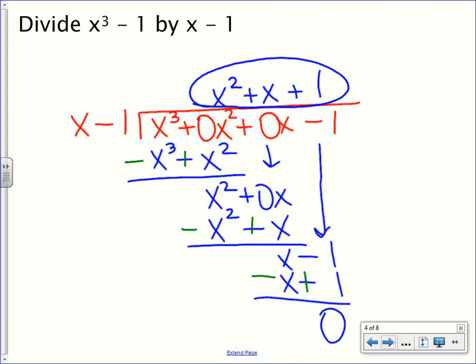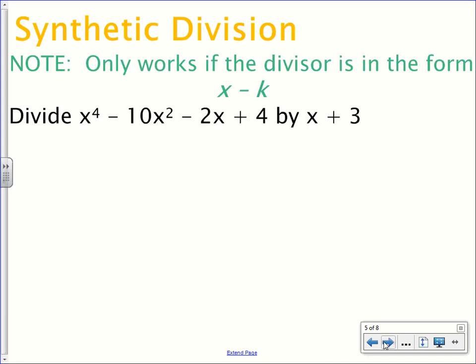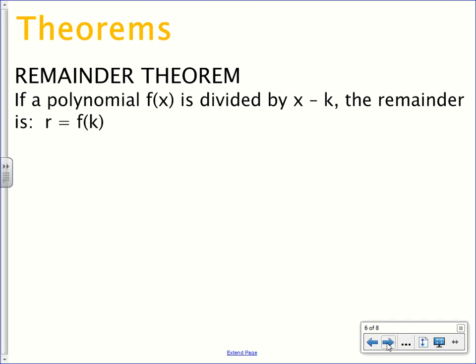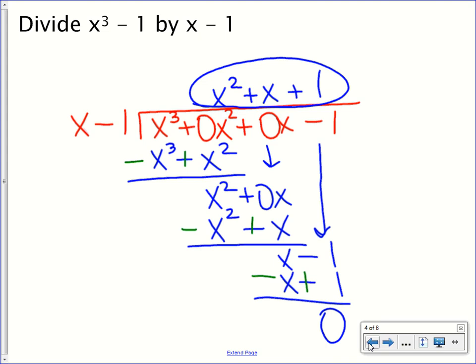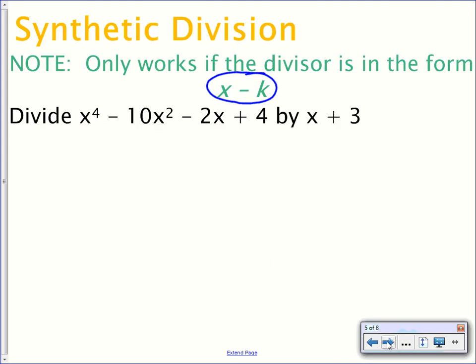Last but not least, your favorite, synthetic division. Now, synthetic division only works when we have a linear divisor. So this last example that we did, x minus 1, that is a linear divisor. This example that we're going to do right here, x plus 3, that is a linear divisor. So let's remember how to set this up.